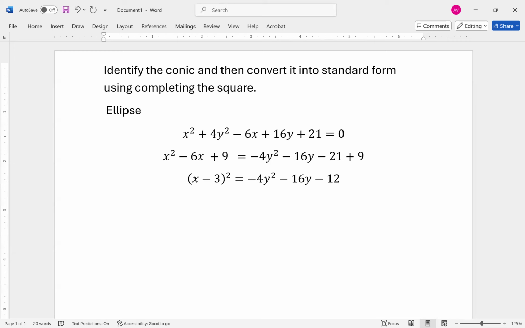Now I'm going to try to complete the square with the y parts. You could move things around. What I am going to do is add 12 to both sides. There's a number of different ways you can do this, but I am going to do it this way. I would get x minus 3 quantity squared is equal to negative 4 times y squared minus 16y. And then I would divide both sides by a negative 4.